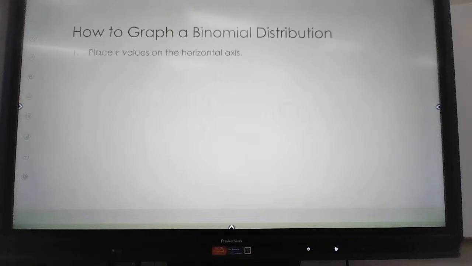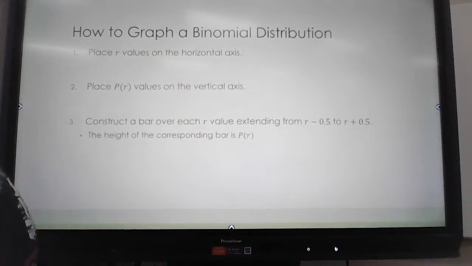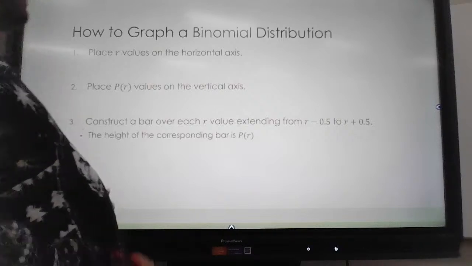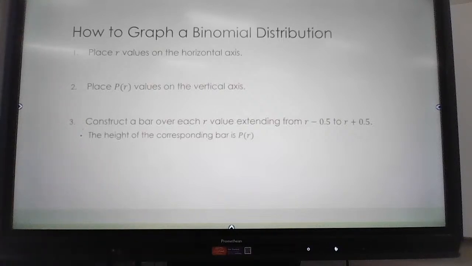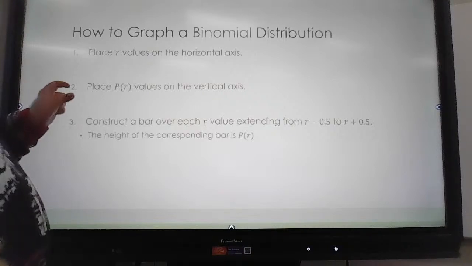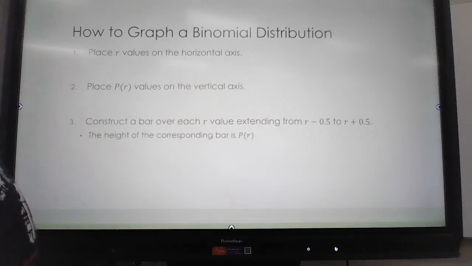So you have on the x-axis, instead of using values of x, you're using values of r, because remember, that's the number of successes that we want. The probability goes on the y-axis. And then we'll have a bar going over each r value extending from r minus 0.5 to r plus 0.5. So this is where it's okay for your r values to be in the middle of the bar. And of course, the height of the bar is going to be P of r.